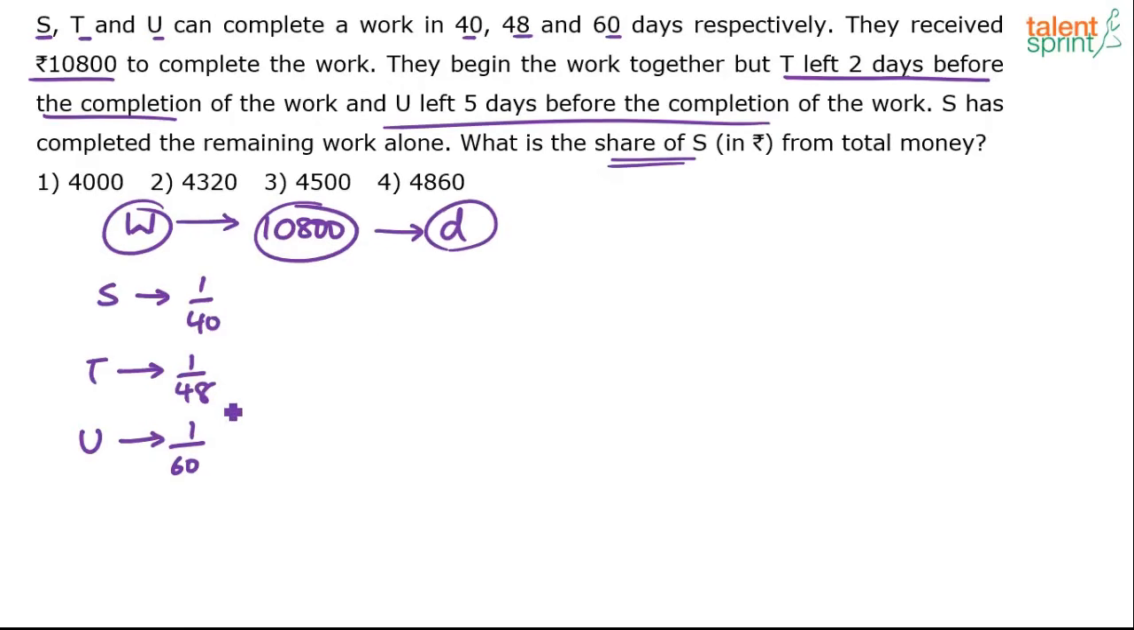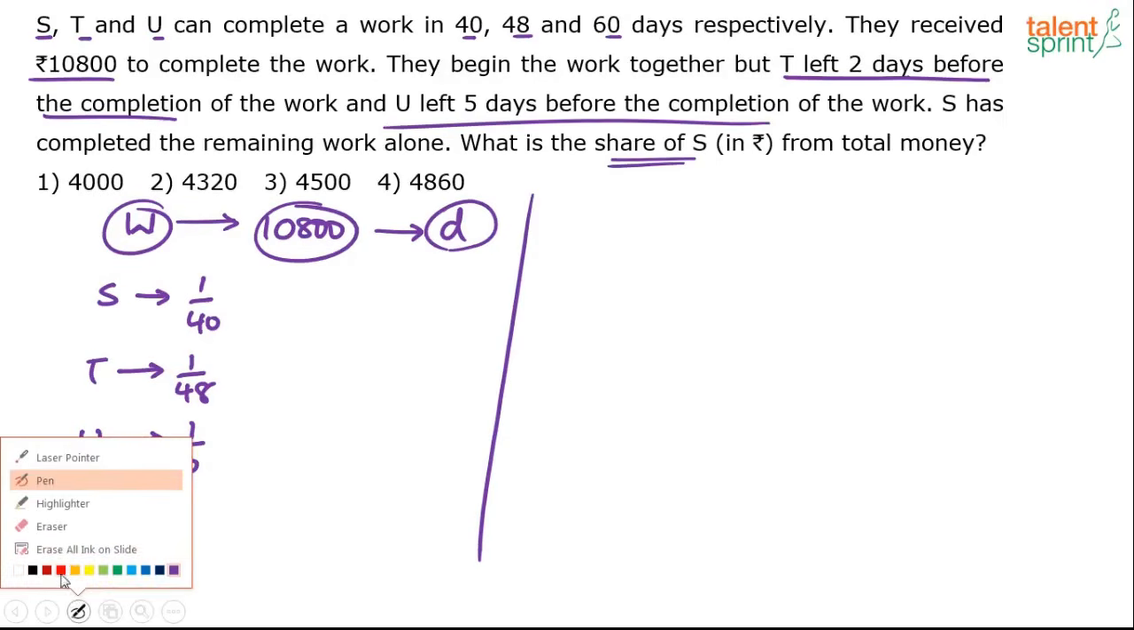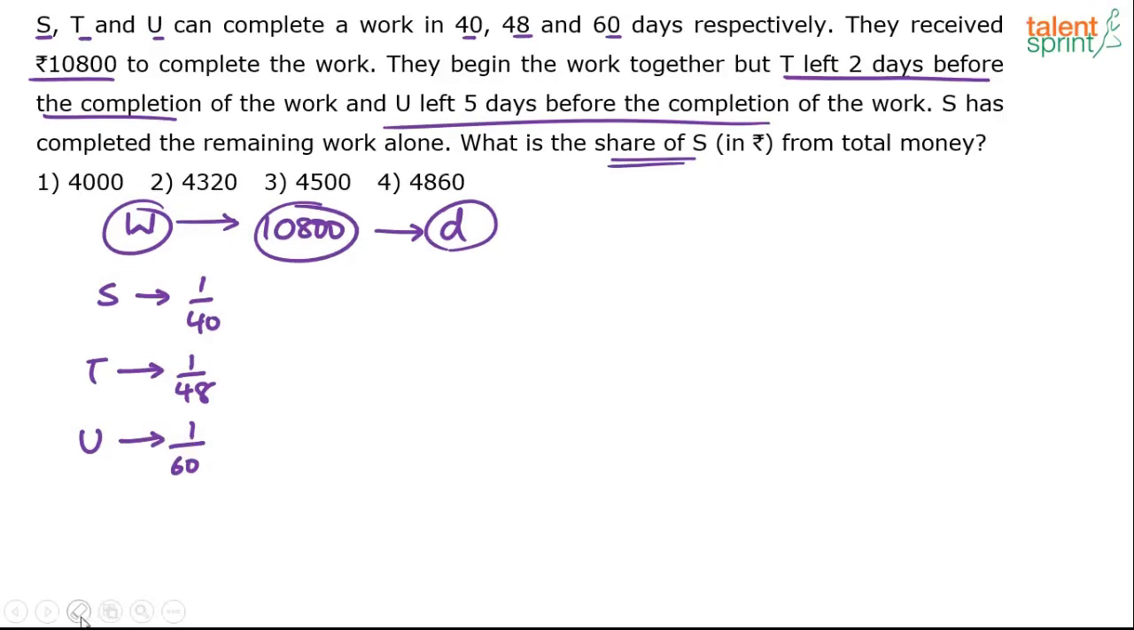Now, how do you arrive at the equation which can help you get D? Simple. See, you know that from the beginning S has worked. S did not leave the job at all, right? S was there from the start till the end, throughout the process. Okay, so S worked for how many days? D days. In one day he can do 1/40. In D days he will do D/40, right? Plus T. This is for S.